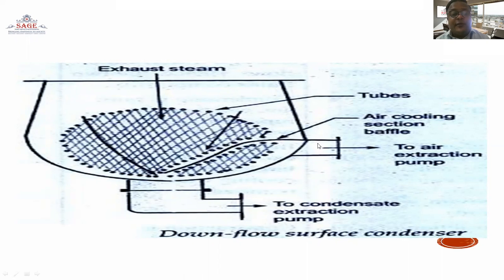Air cooling section baffles are used for providing a higher heat transfer rate, and the removing of the air or the moisture is carried out by the extraction pump, and the condensate which is collected at the bottom and sides is supplied to the boiler unit. The condensate is supplied through the pump to the boiler unit, which is done at this place.